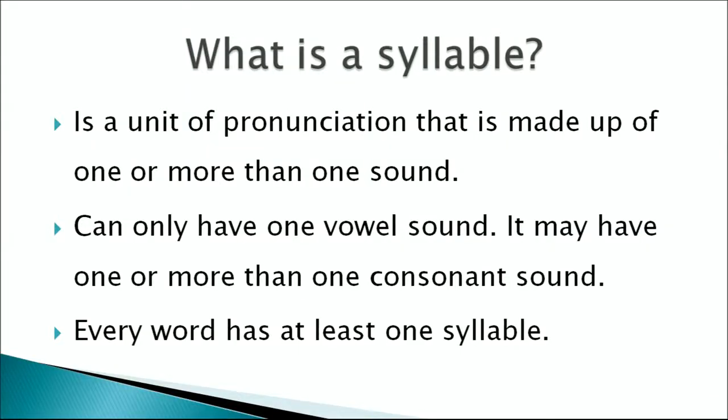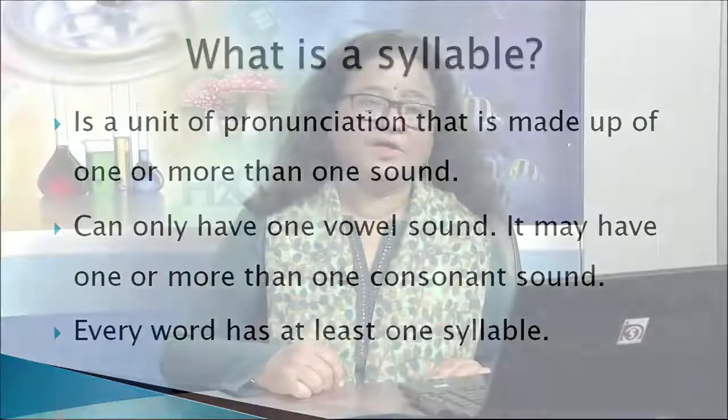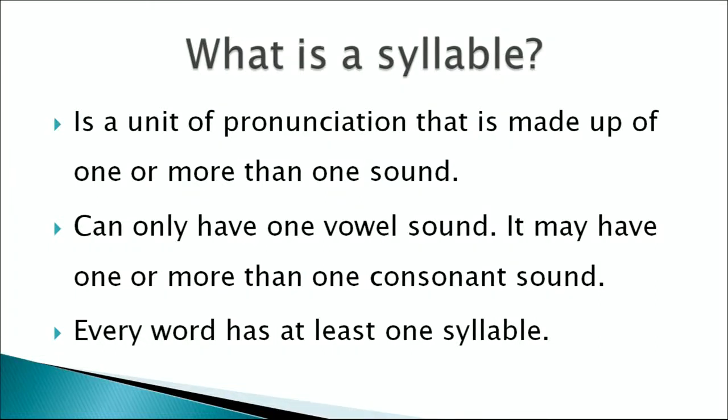So, when we look at the definition of the syllable, let's study what a syllable is. It is a unit of pronunciation that is made up of one or more than one sound. This sound can only be a vowel sound, it can only have one vowel sound. It may have one or more than one consonant sound. Every word has at least one syllable.